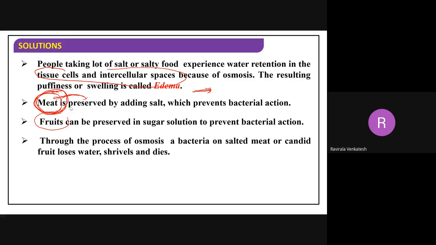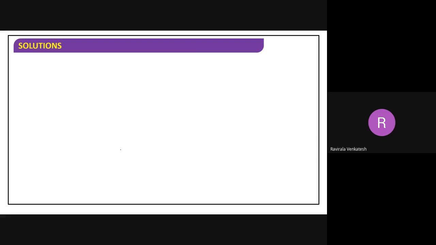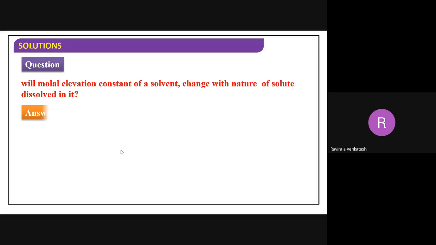These are all actual examples here. Through this process, what happened? Fruit loses the water here. Due to the osmosis process, fruit loses the water. All are examples here. Now let me discuss the problems, because in examination there are too many applications we discussed, from the point of MCQs. Now let me take some questions.